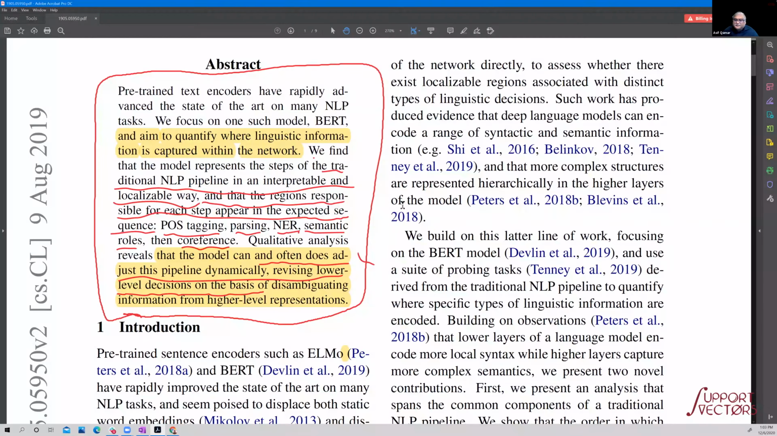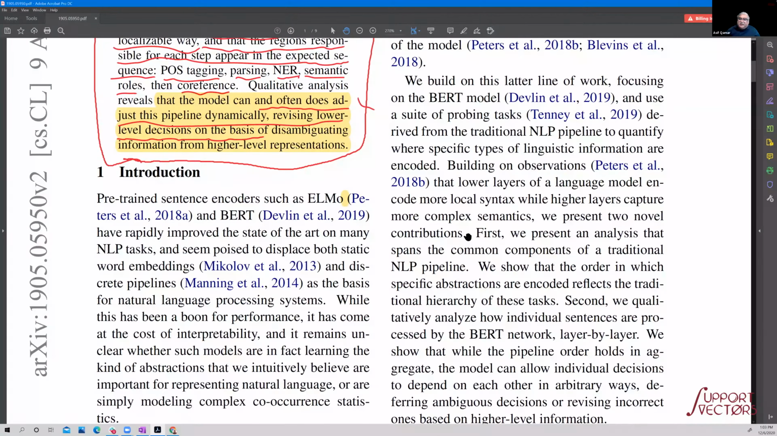So then it goes on to say semantic information, etc. And the more complex structures are represented hierarchically in the higher order of the model. We build on this latter line of work, focusing on the BERT model, and use a suite of probing tasks derived from the traditional NLP pipeline to quantify where specific types of linguistic information are encoded. So this is what we are going to do. Building on the observations that lower layers of a language model encode more local syntax, while higher layers capture more complex semantics. Right? Which is the way it should be.